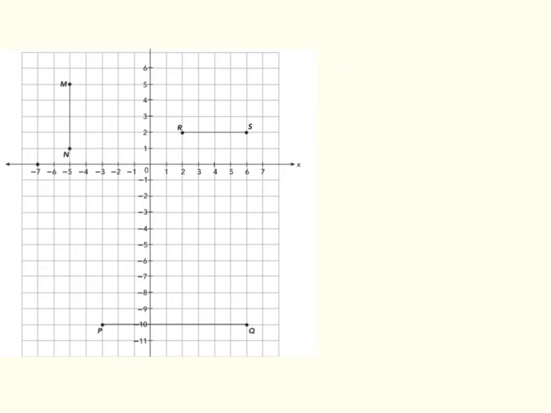Now let's look at segment MN. The line segment MN joins points M, which is at negative 5, 5, and N, which is at negative 5, 1. The x-coordinates of points M and N are the same, so that means the line is vertical. So if we're to write these out, we could see immediately by simply looking at the ordered pair that the x-coordinates are the same, so this is a vertical line.